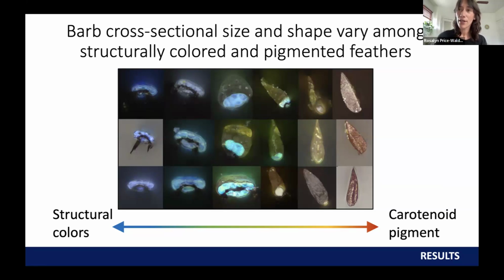So the barbs in the middle column have both pigments and nanostructures, and they have these sort of intermediates, but also pretty variable morphologies. And I was honestly kind of stunned when I started looking at these cross sections, because this is an enormous amount of variation in the shape of these feather branches based on whether they're structurally colored or pigmented. And it suggests that there must be a clear optical function to modifying barbs in these ways.